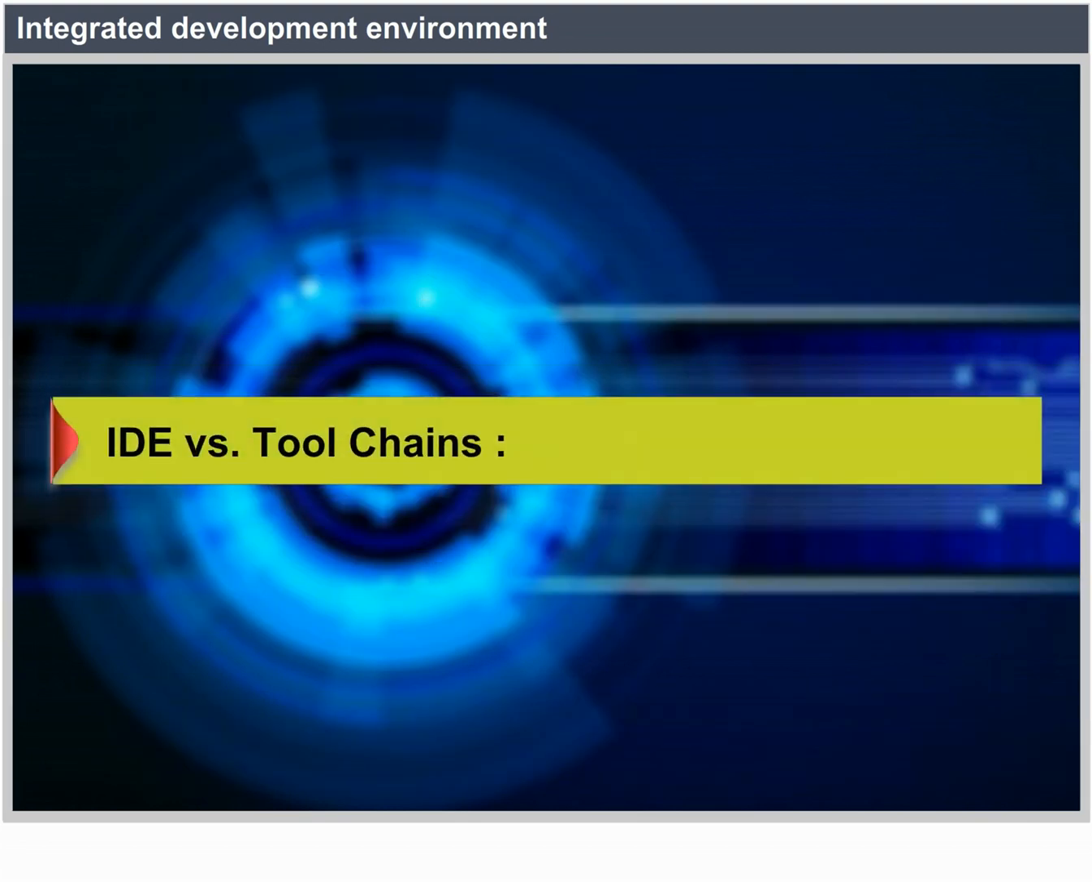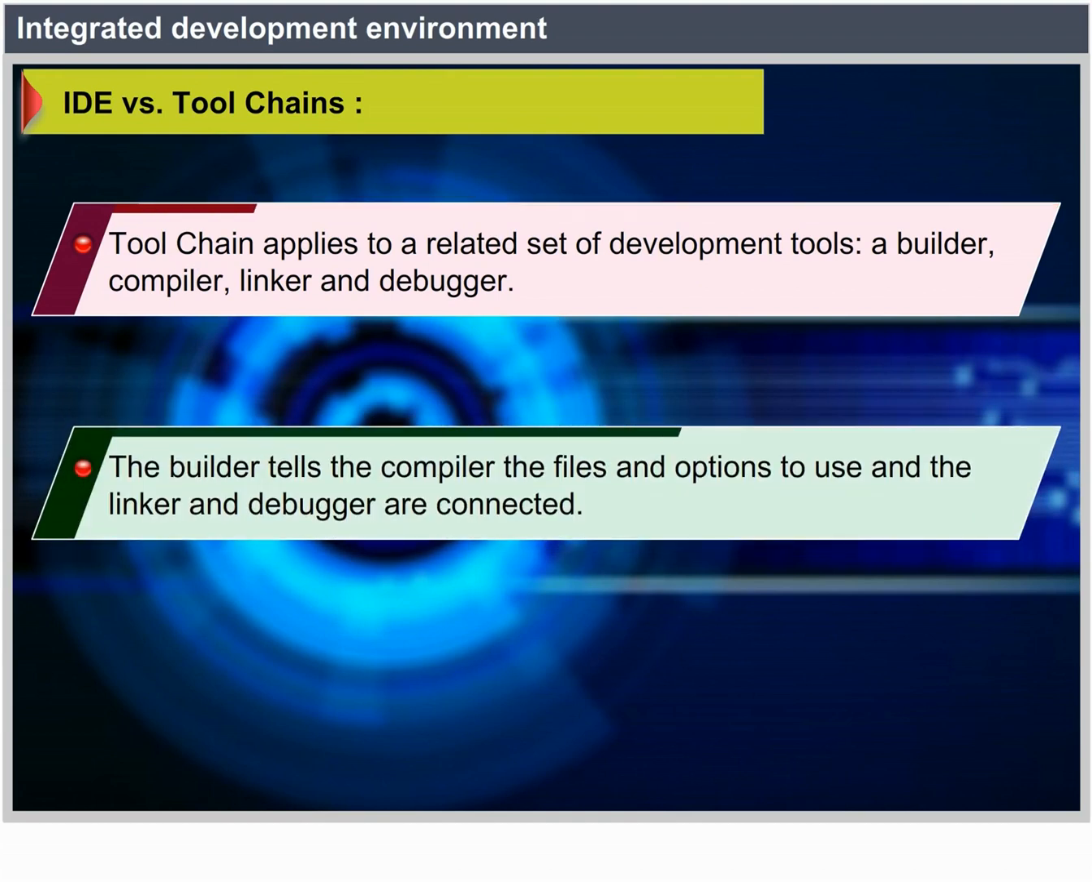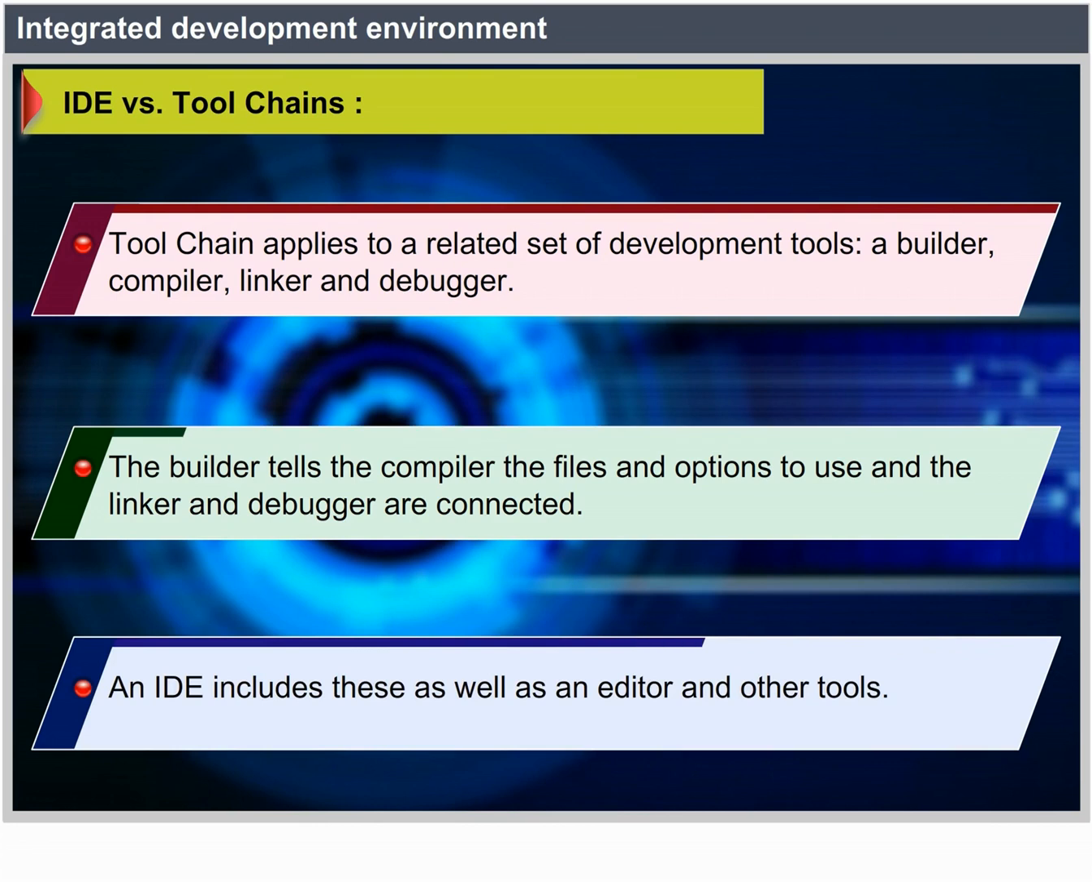Tool chain applies to a related set of development tools: a builder, compiler, linker, and debugger. The builder tells the compiler the files and options to use, and the linker and debugger are connected. An IDE includes these as well as an editor and other tools.